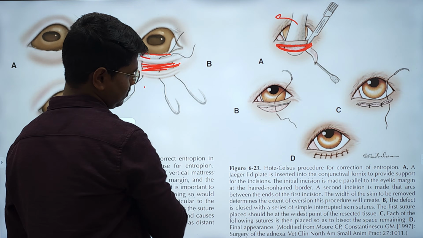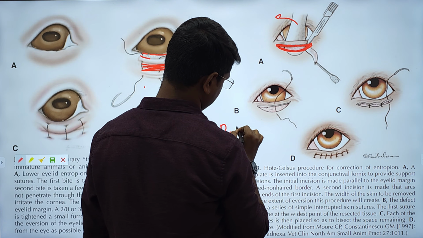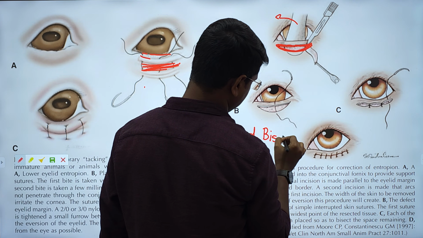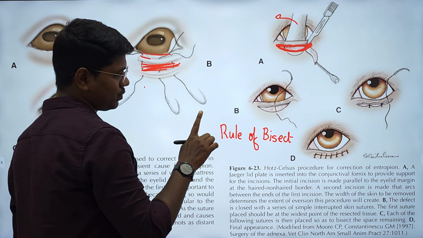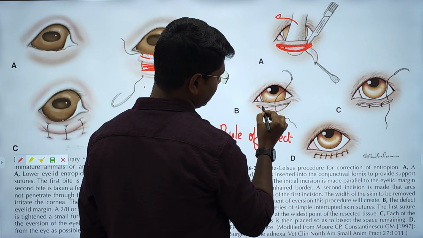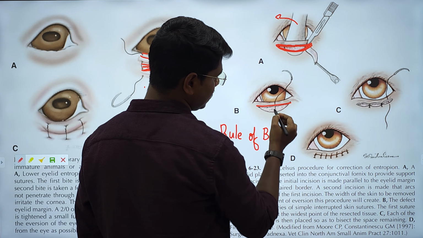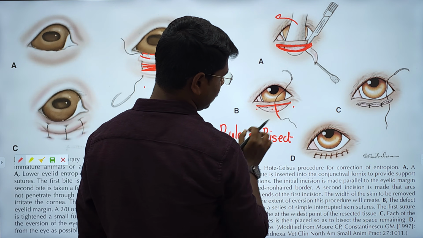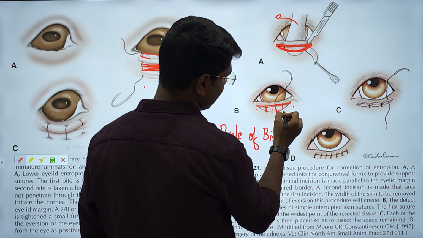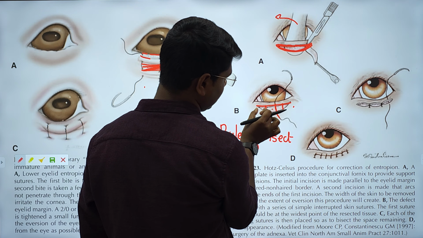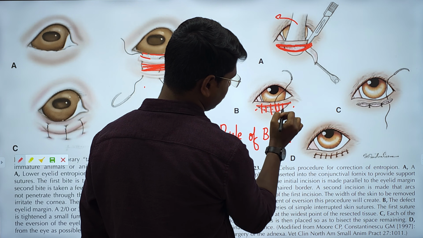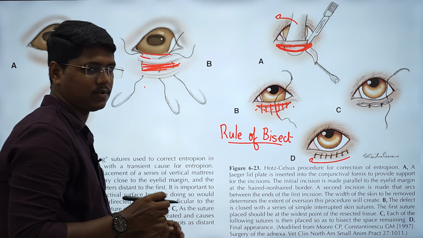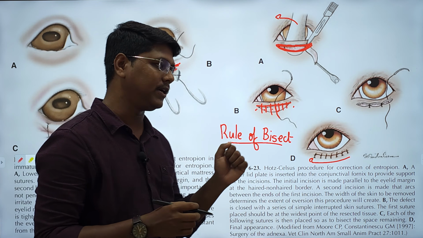Here there is the rule of bisect. What does it denote? The first suture should be placed exactly at the middle of the total length of the incision. Now it has two halves, and each half has a middle point. Then next here and here. Then in the middle in between these, and these. Like this you have to do the suturing. So this is the rule of bisect for surgical correction of entropion.